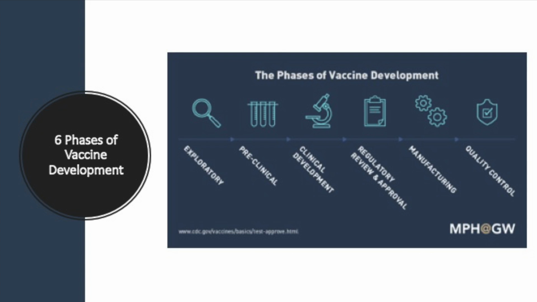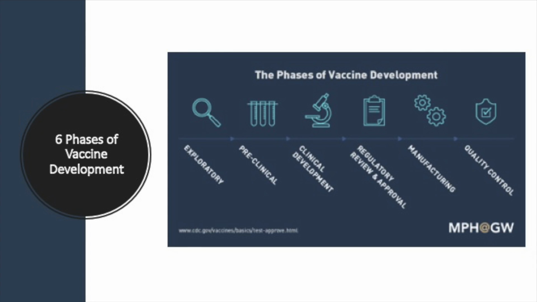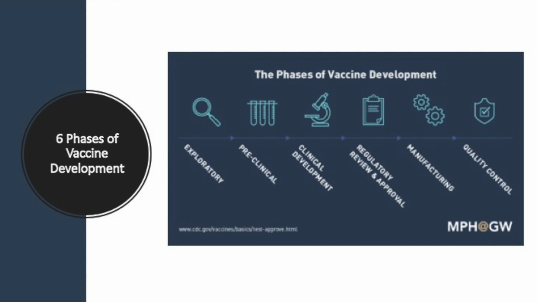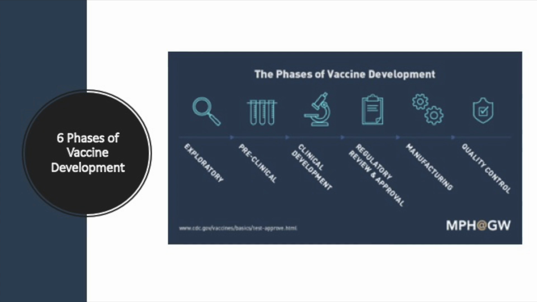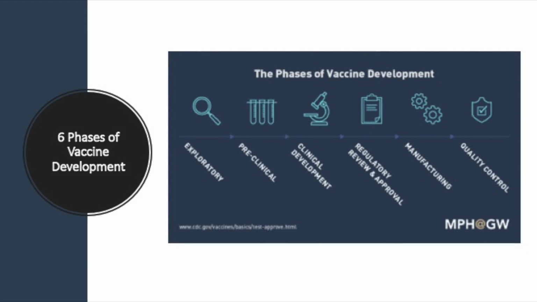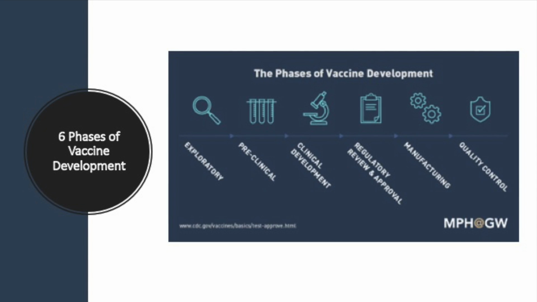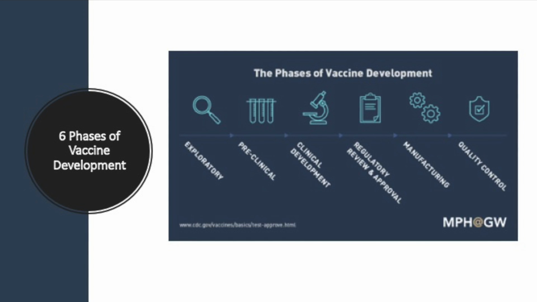I am going to briefly mention the 6 phases of vaccine development, and this breakdown is provided by the Center of Disease Control, CDC, and they've basically narrowed it down for us. So as you can see, the 6 phases are exploratory, preclinical, clinical development, regulatory review and approval, manufacturing, and quality control. So this is a lot to talk about for this video, so we are just going to be focusing on the preclinical phase. If you want more information on any of the other phases of vaccine design, feel free to check out the Center of Disease Control website. There's a ton of information available.